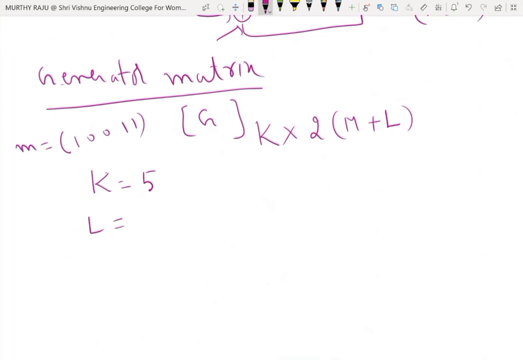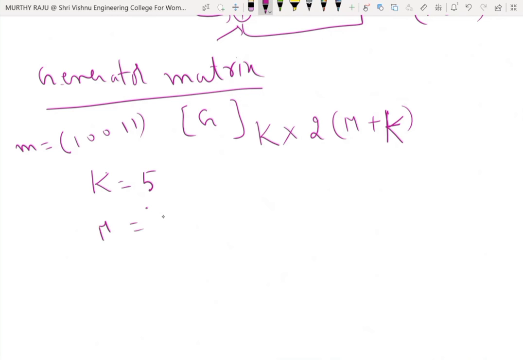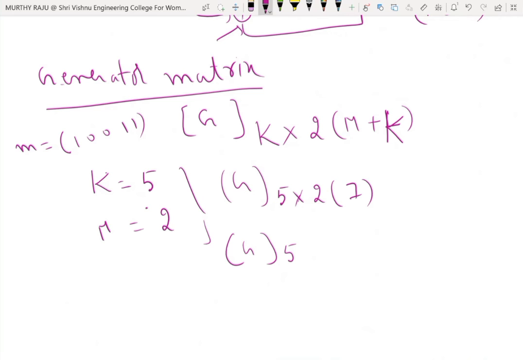Constraint length L, here not constraint length, we use K. We did not require constraint length here. M is equal to 2 flip-flops. Therefore, the dimensions of G are 5 rows and 2 into M plus K, that is 5 plus 2, 7. Therefore, the dimensions of the convolutional encoder's generator matrix are 5 rows and 14 columns.